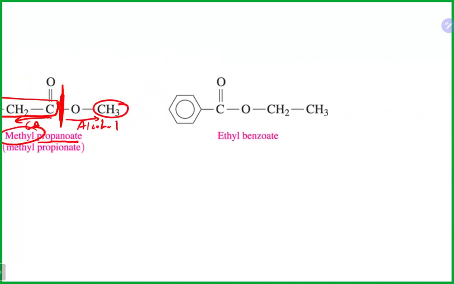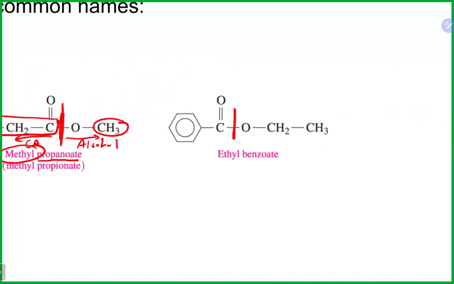Over here, we're going to do the same thing. And here we have, this is going to be our carboxylic acid side, and this is going to be our alcohol. Now, this one is a little bit different, but this is a benzene ring, and that's going to give us benzoate. Now, you may be saying, isn't there an extra carbon hanging off of the ring there?